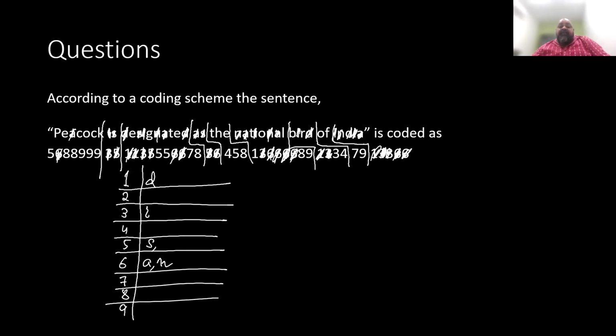Then we look at bird, B and R. Those alphabets are not used anywhere else. Therefore, B and R will have codes of 3 and 4. B, R, 3, 4, I remove.